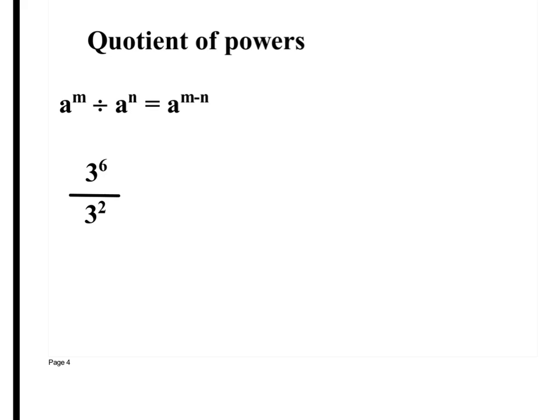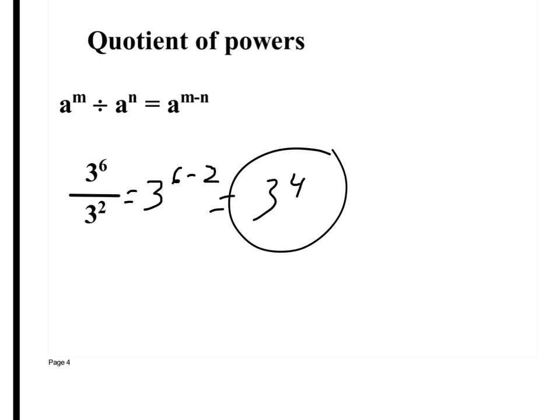m minus n. So here we have 3 to the 6th divided by 3 squared. My rule says when we divide bases, I subtract the exponents, which leaves you 3 to the 4th power. Write this down.